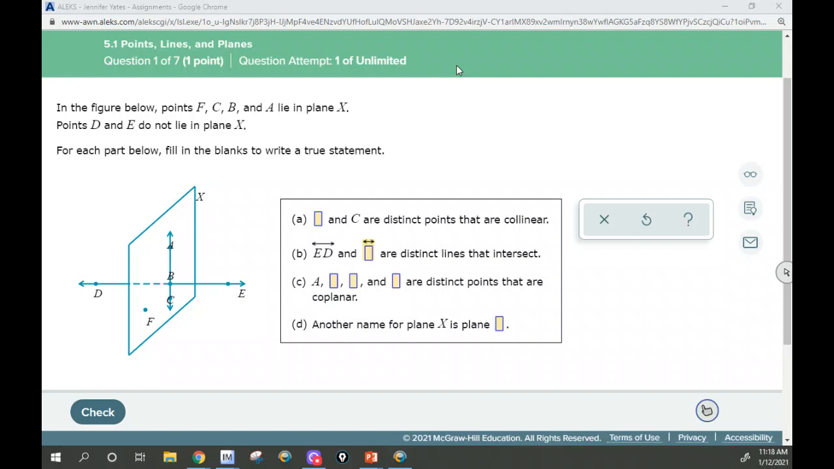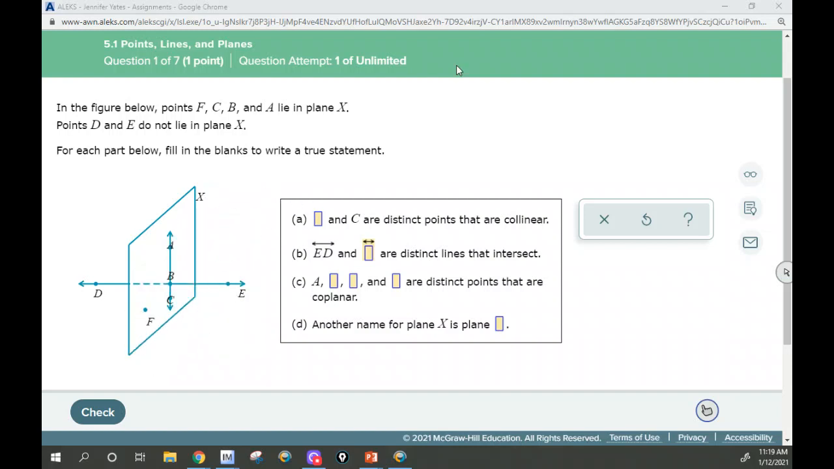Okay, part C. A, blank, blank, and blank are distinct points that are coplanar. So I've got to look at A, which is here. Give me 3 other points that sit on the same plane as A. B, C, and F, for sure. And we talked about naming a plane.